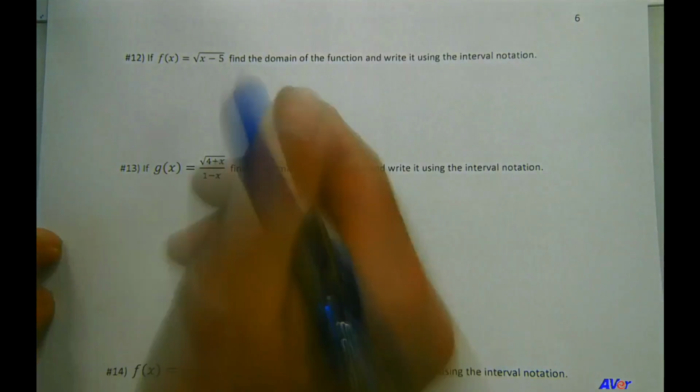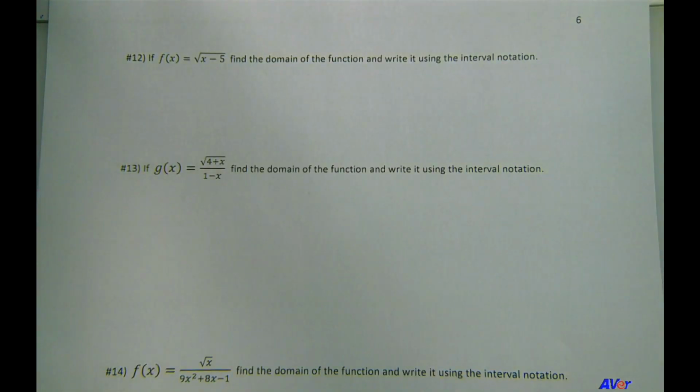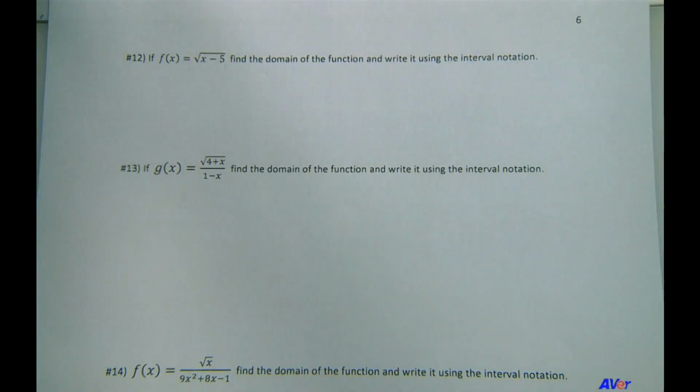Okay, so here, again, we need to find the domain of the function and write it using the interval notation. But here, we don't have a fraction. Instead, we have a square root. Whenever you have a square root, you cannot have a negative number in there, at least not now, because we're not talking about complex numbers. The complex numbers come along later in the semester, and we have a short section where we talk about it. But for now, we're just considering all the real numbers as part of the domain.